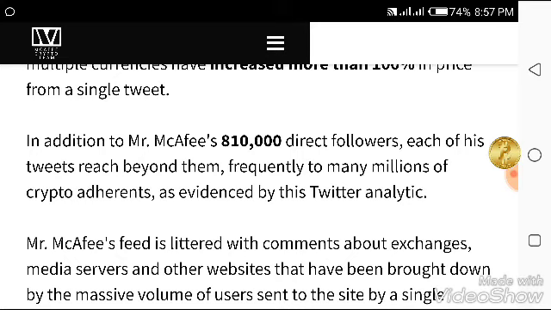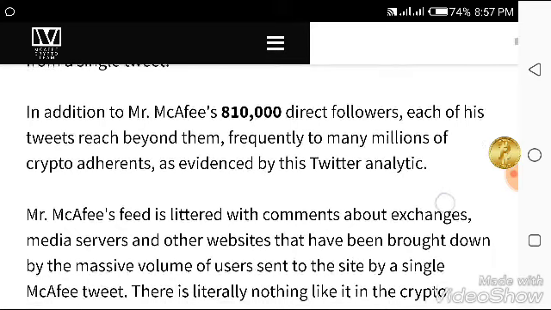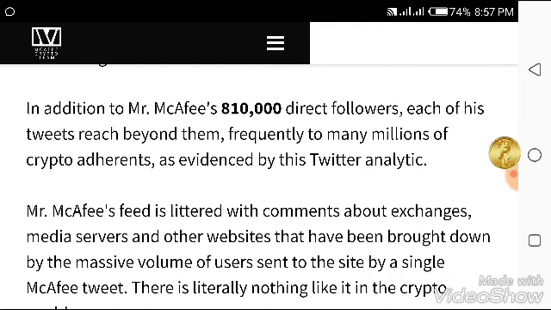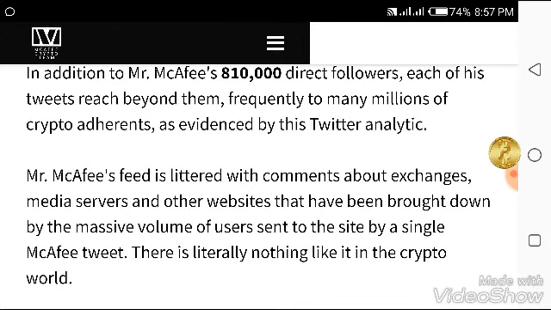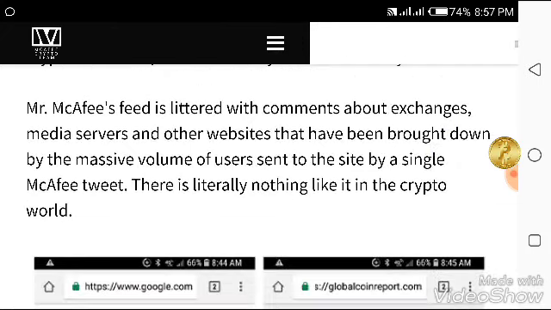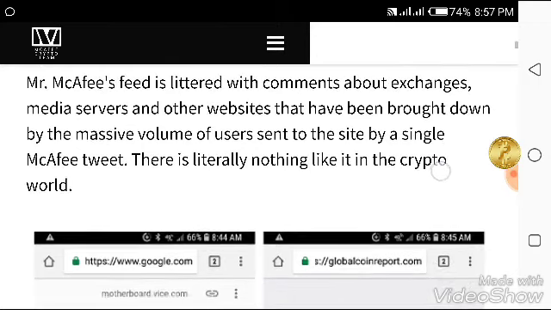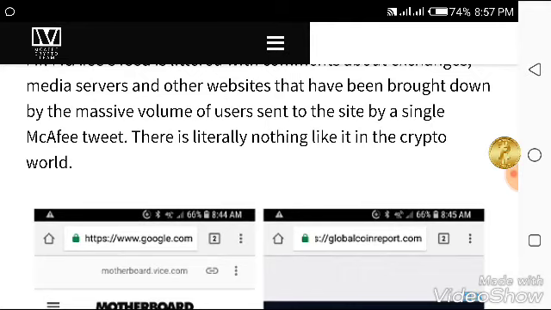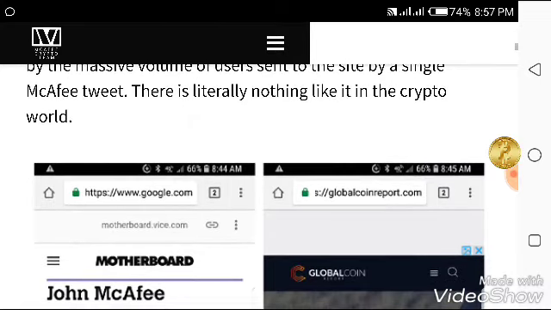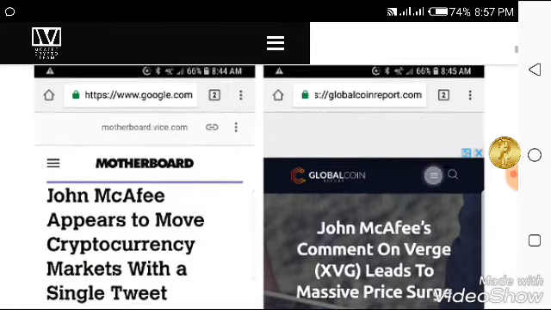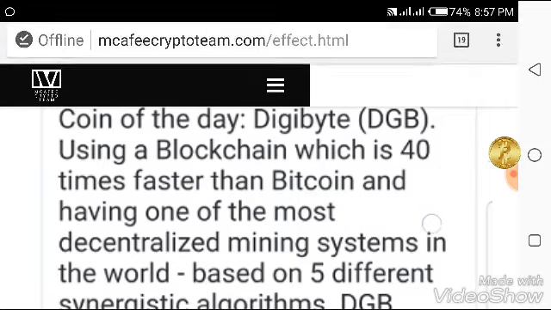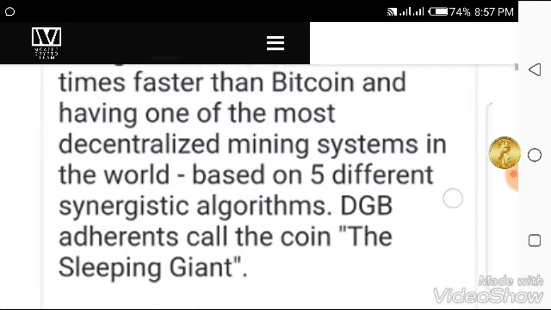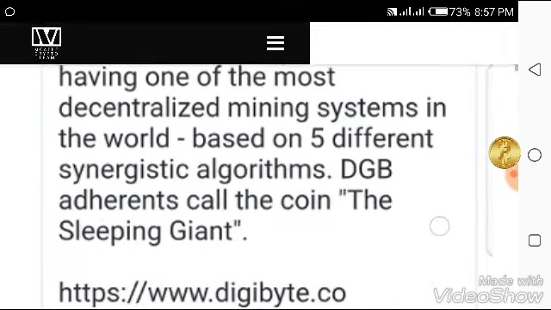In addition to Mr. McAfee's 810,000 direct followers, each of his tweets reach beyond them, frequently to many millions of crypto adherents, as evidenced by his Twitter analytics. Mr. McAfee's feed is littered with comments about exchanges, media servers, and other websites that have been brought down by the massive volume of users sent to the site by a single McAfee tweet. There's literally nothing like it in the crypto world. This was his tweet when he promoted Digibyte, and we all know how it pumped after this tweet.